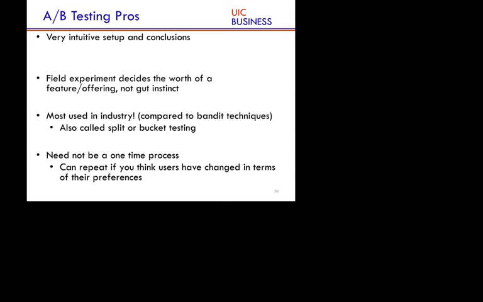And it's very, very heavily used in industry compared to the techniques that we're going to see later, except for the last one, which is contextual bandits, which are actually used for the first case study that we saw, the news recommender system. And you don't even have to do it one time. You can repeat this as you think that the users have changed and so on. So what's best today may not be the same tomorrow, so you can redo this test.